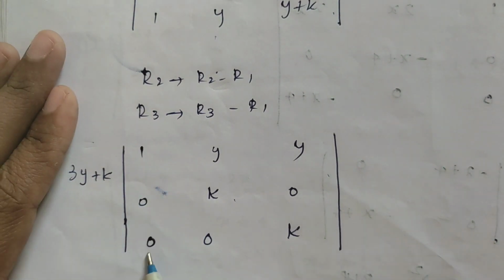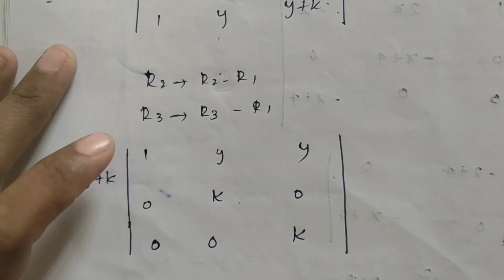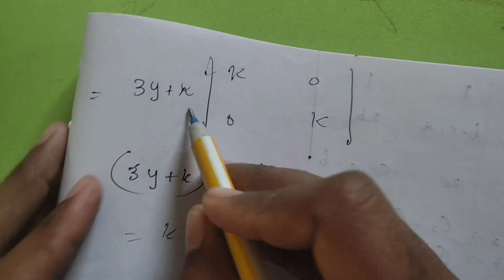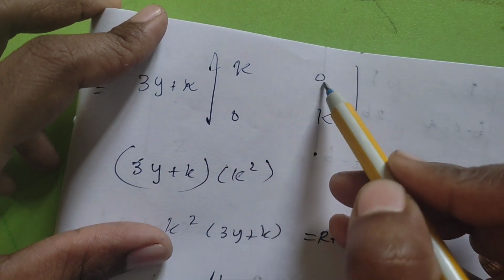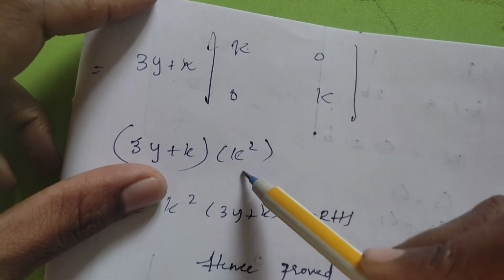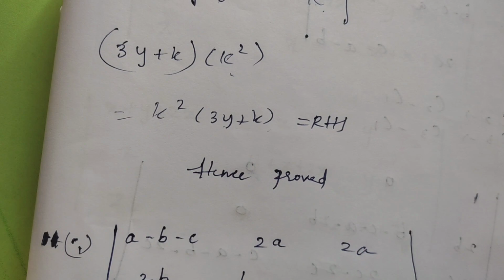Now, column wise, take the determinant value. If I do so, I'll get 3y plus k, determinant k, 0, 0, k. So find the determinant value: k into k, k square. So we have proved LHS is equal to RHS.